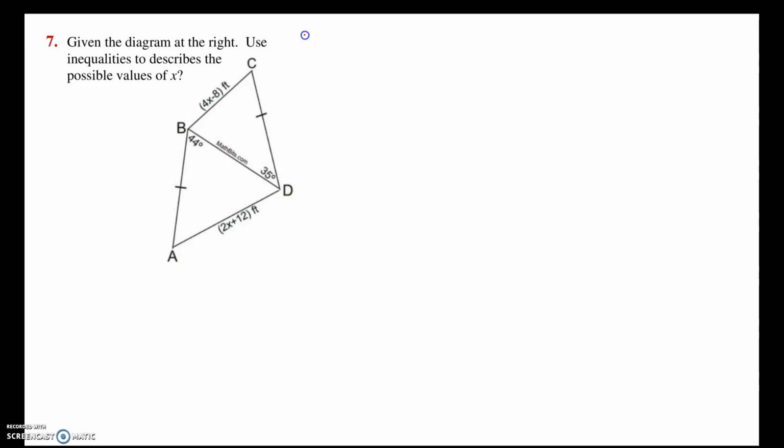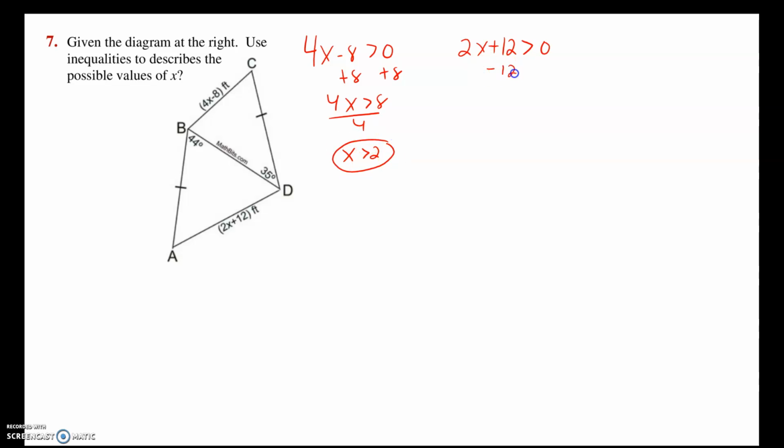So that's what I want to do first. I'm going to take my 4x minus 8 and make sure that it is greater than 0. And I'm also going to take my 2x plus 12 and make it greater than 0. All right, so I'm solving this. I'm going to add 8 to both sides. I get 4x is greater than 8, which means x is greater than 2. And for this one, I'm going to subtract 12 from both sides. I get 2x is greater than negative 12, and divide by 2, so I get x is greater than negative 6.